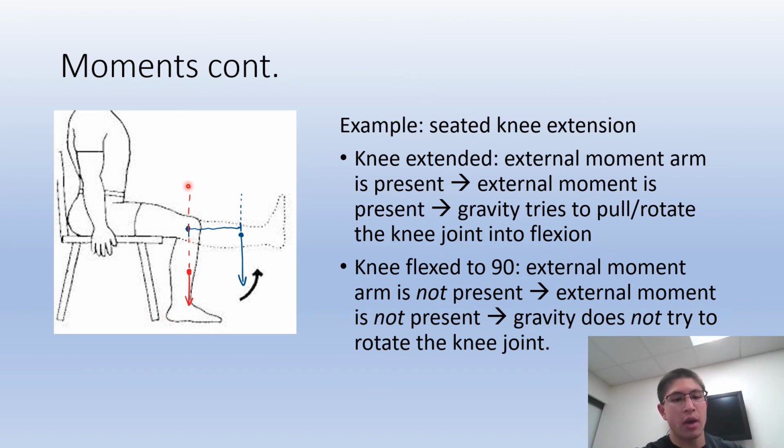So because of this, there's no torque from gravity. Gravity's not actually trying to rotate the leg at all. It's pulling down on the leg, but it's not actually trying to cause any rotation at that knee joint.